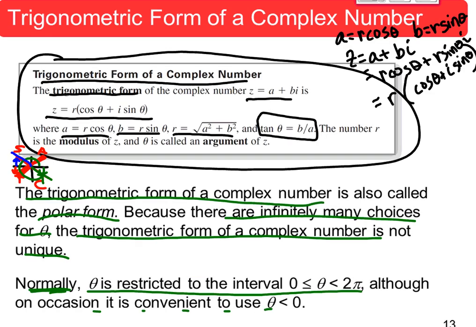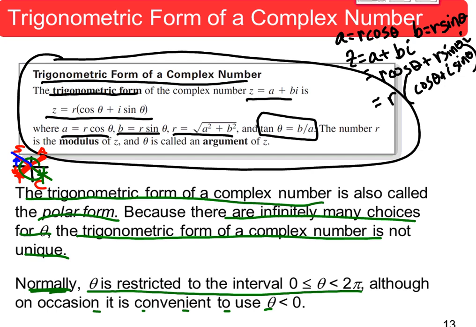The next slide has the nice little way to write that. So now you're going to write the trigonometric form of a complex number. The trigonometric form of a complex number, z equals a plus bi, is z equals r(cosine theta plus i sine theta), where a equals r cosine theta and b equals r sine theta, and r equals the square root of a squared plus b squared.